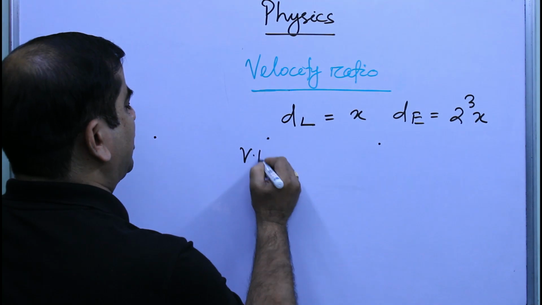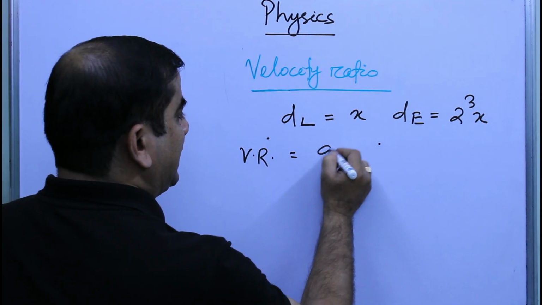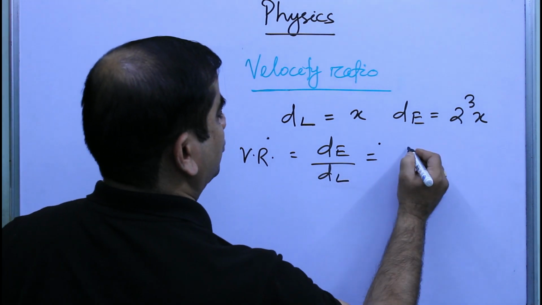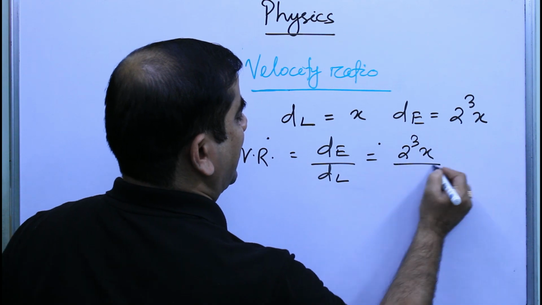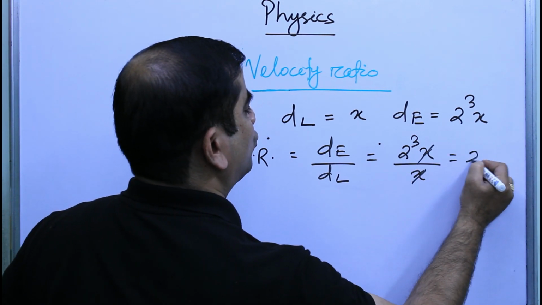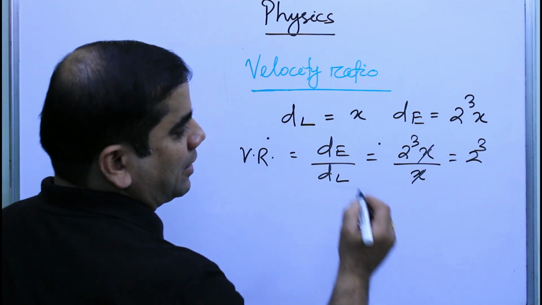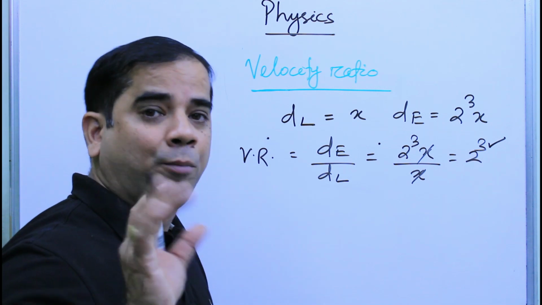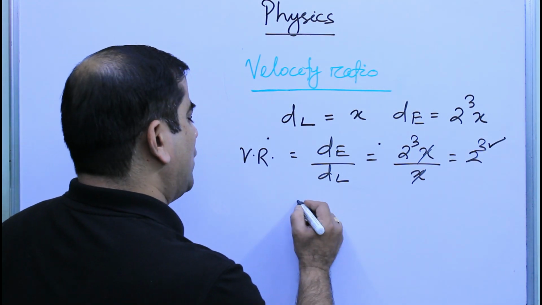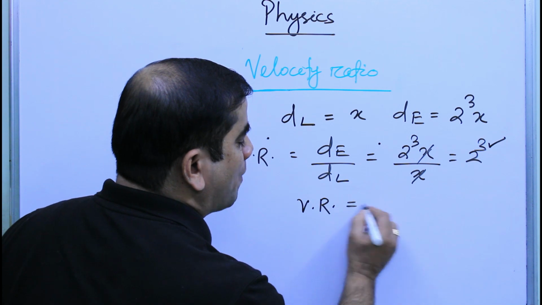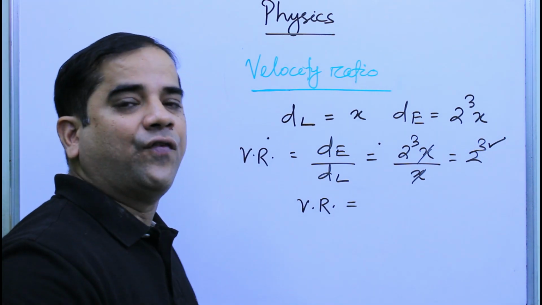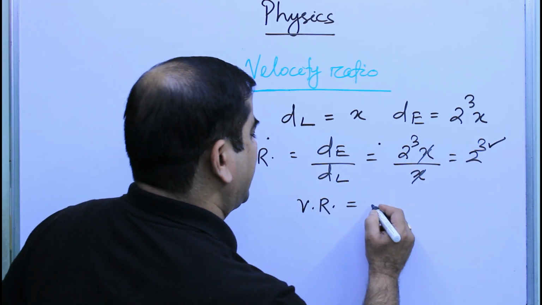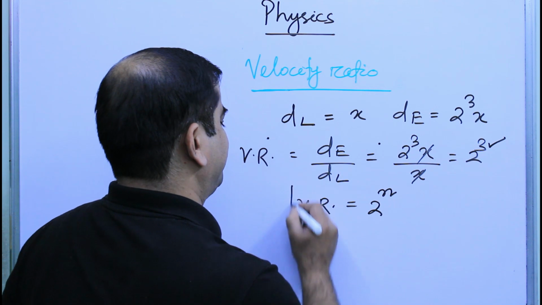So what should be the velocity ratio? That is dE by dl, as we have discussed in our earlier classes. So that is 2 cube x by x, that is again 2 to the power 3. Now again, what is the value of 3 over here? It is nothing but the number of movable pulleys. Okay, so that means we can get a formula for the velocity ratio of a system of pulleys having some movable pulleys and a fixed pulley. That is 2 to the power n.